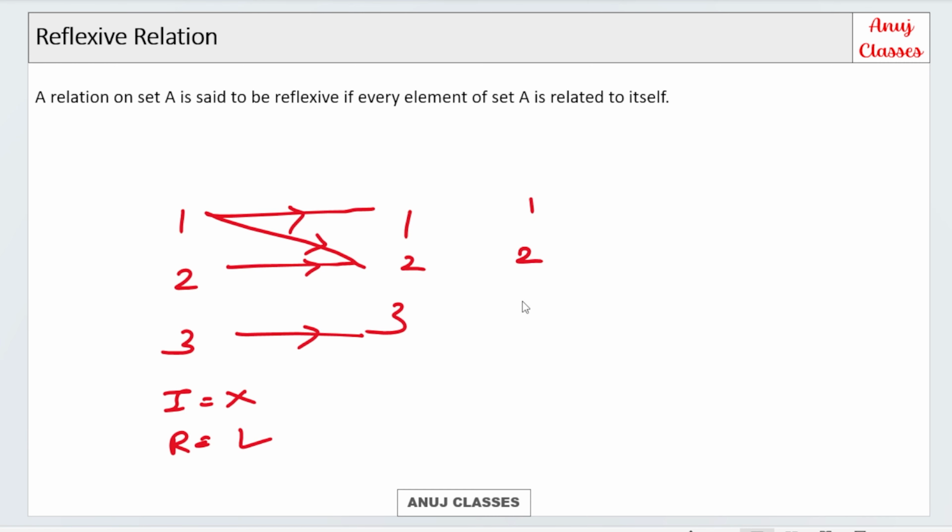But suppose I have another relation from 1, 2, 3 to 1, 2, and 3, where 1 is related to 1, 2 is related to 3, and 2 is related to 2. But here one element is empty, so I can say that it is neither an identity relation nor a reflexive relation.